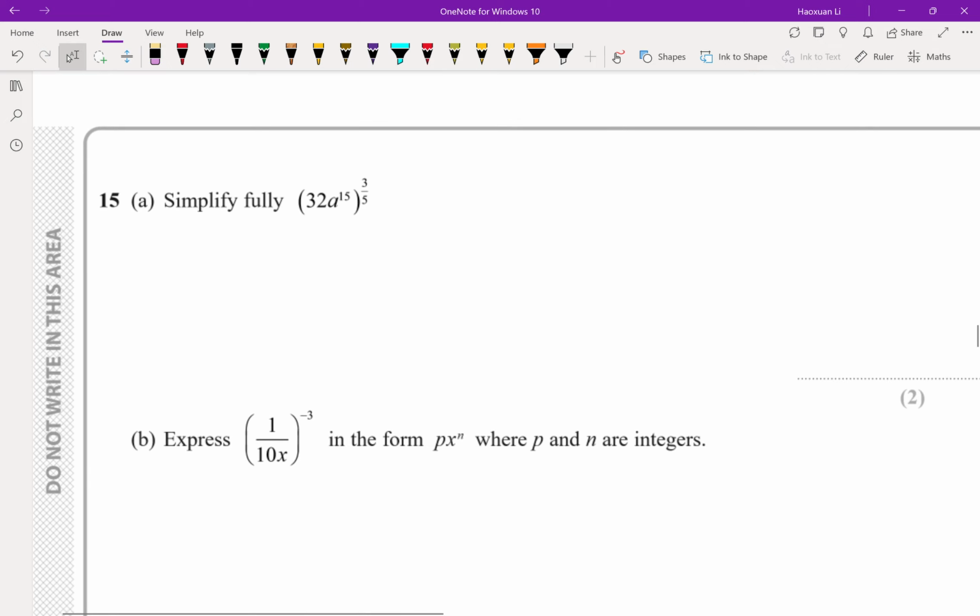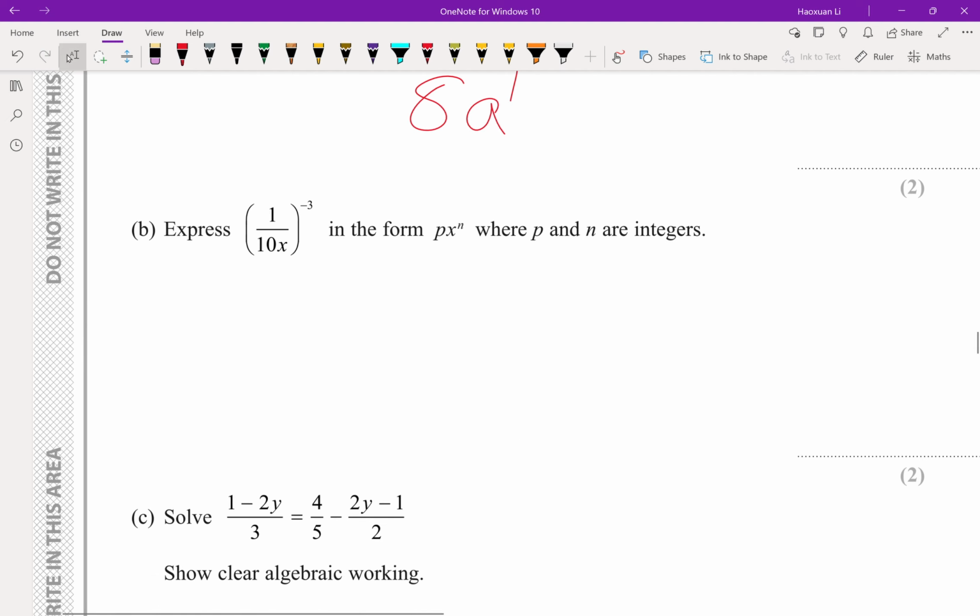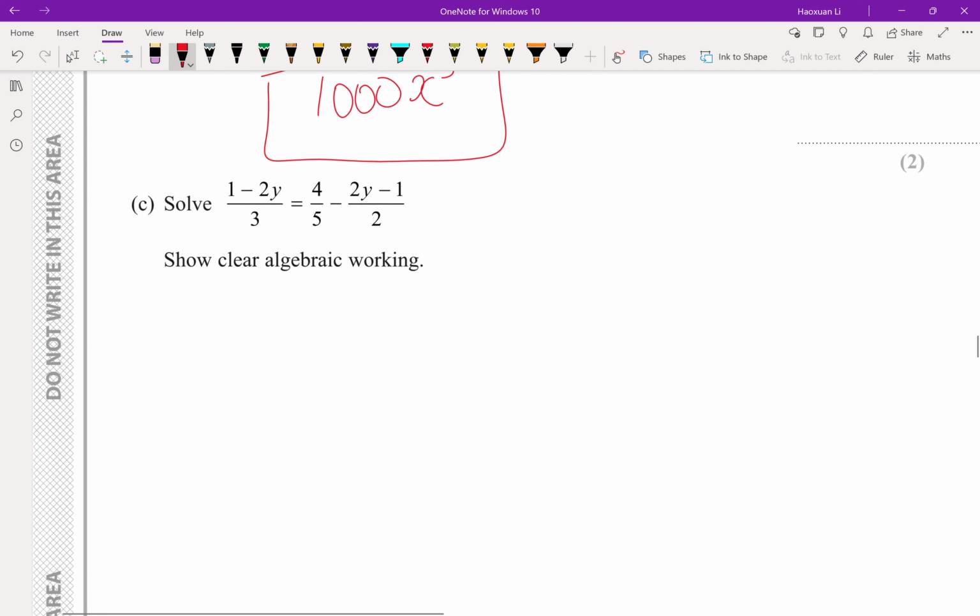Simplify fully this. So 32 to the power of 3/5. So use a calculator, because it will be hard if you calculate manually. So 8 and a power of 9. Express this in the form of px to the power of n, where p and n are both integers. Because there's a negative, you flip them, so it'll be 10x to the power of 3. So 10 to the power of 3 will be 1000, x to the power of 3, so x cubed. So this is the answer.